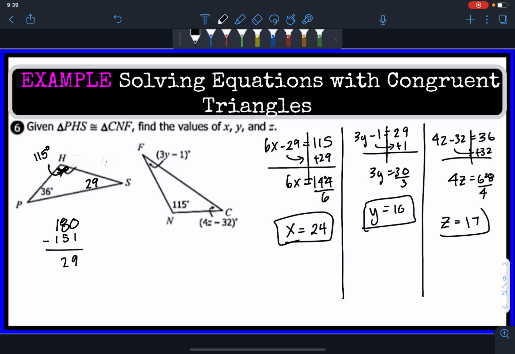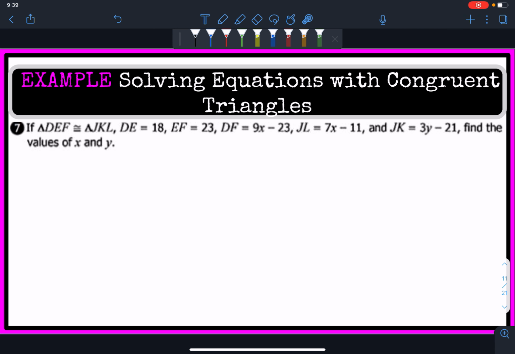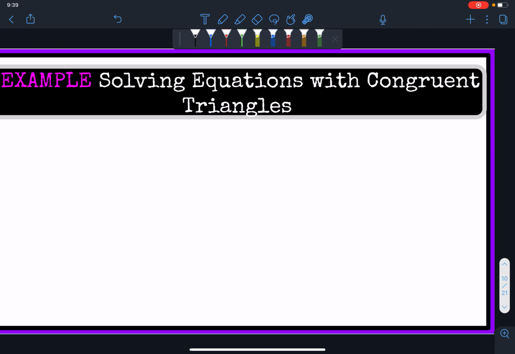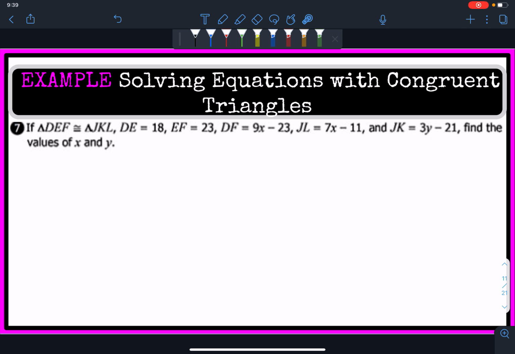So this one was a little bit tougher because we had to figure out this missing angle again, but we had enough information to figure that out. So we can set the 29 equal to the 3y minus 1. So let's see. Let's look at another example. I'm missing an example right there. So let's move on to example 7. Here it is, example 7.